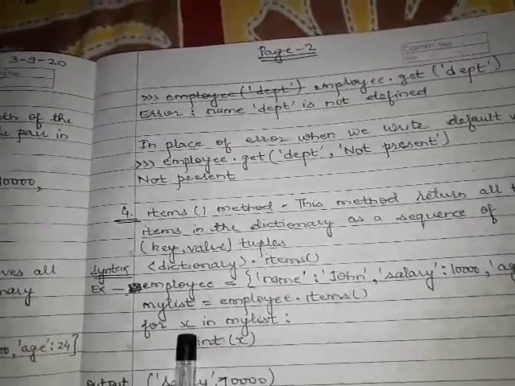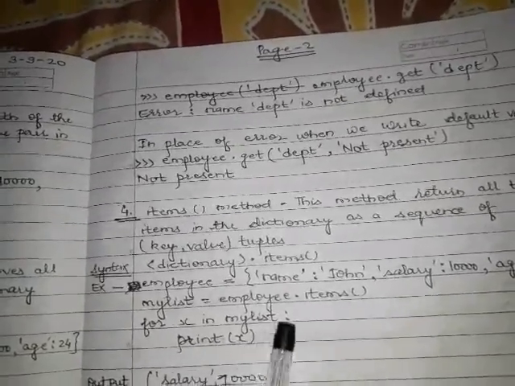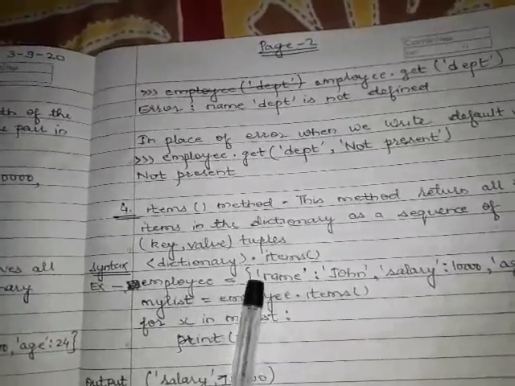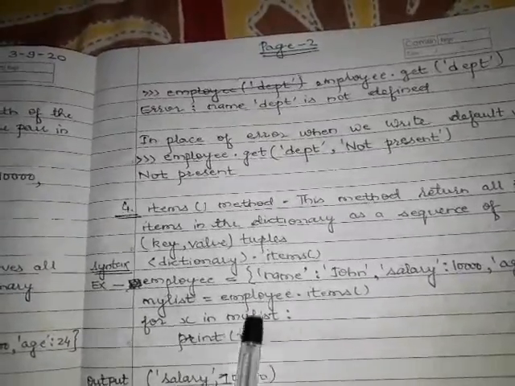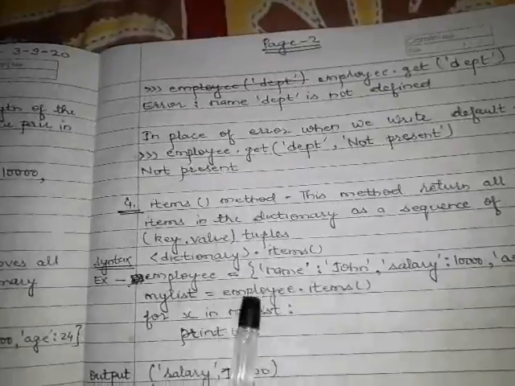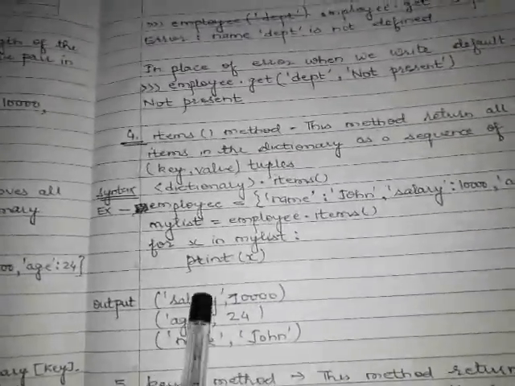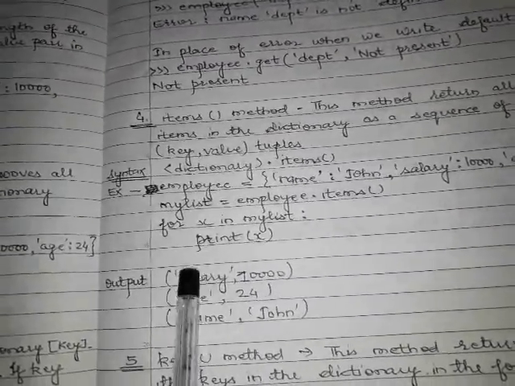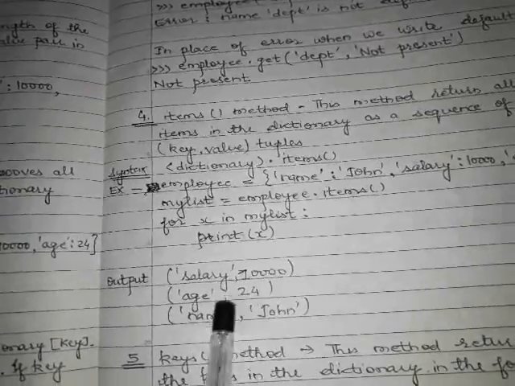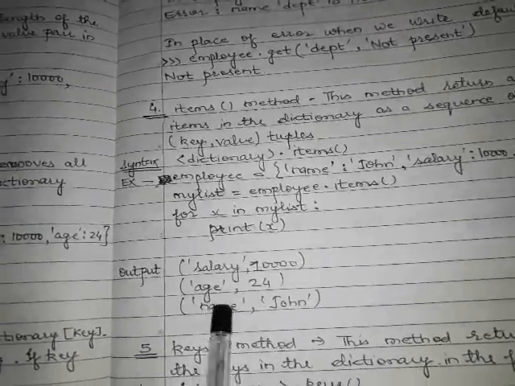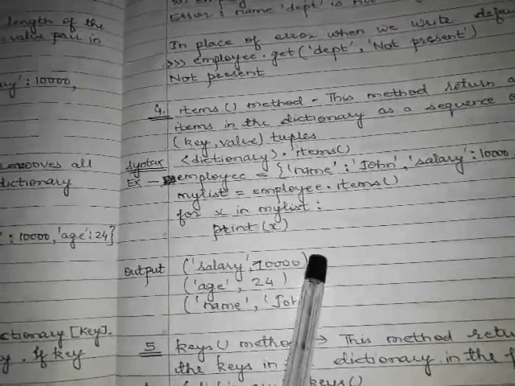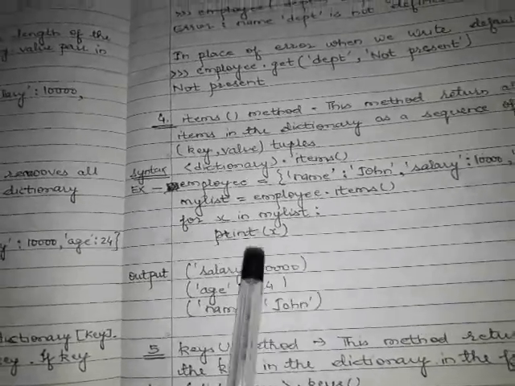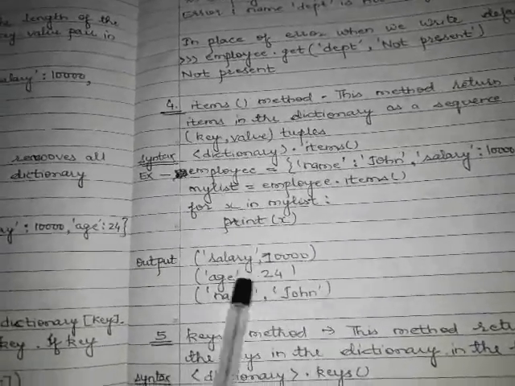So you have to print the value of x, print x. All these 4 lines you have to write in script mode, not in interactive mode. Okay, so this is the output. This is the first key value pair, salary 10,000, age 24, name John. So look at here, the salary 10,000 is a tuple, this is a tuple, and this is also a tuple.